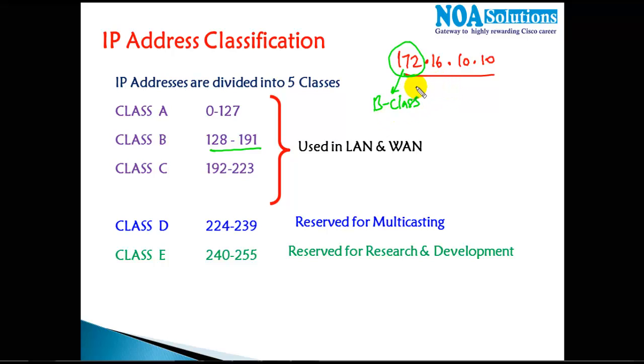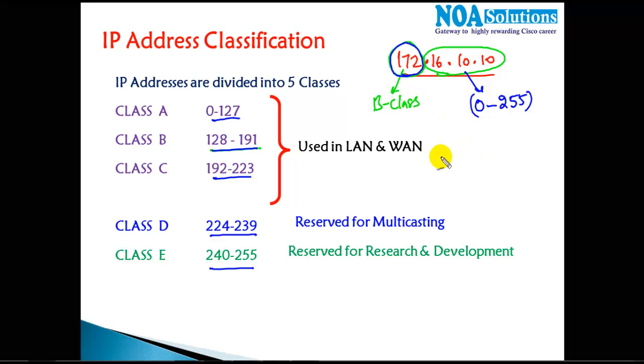So the class is identified only based on the first portion, not based on the remaining 3 portions. Remember that. These remaining 3 portions can be anything between 0 and 255. But if the first portion is in the A range, it will be referred to as A class. If it is within the range of B class, whatever is given on the list, it will be identified as a B class, or it can be a C class, D class, or E class. There is a difference in each and every class. We'll get into that in more detail, but the first thing is that we need to identify the class.